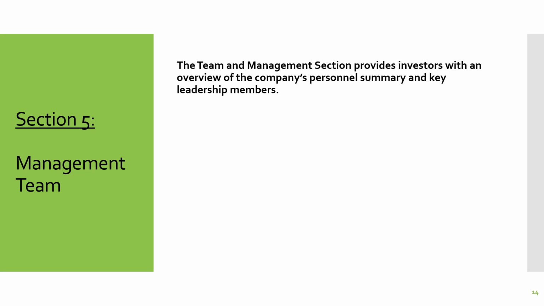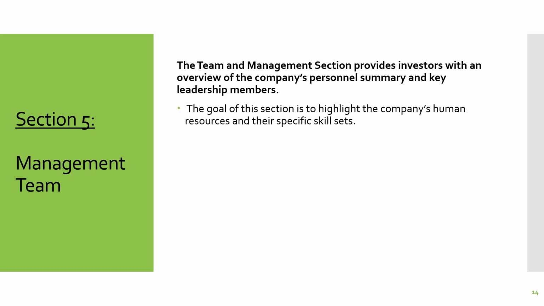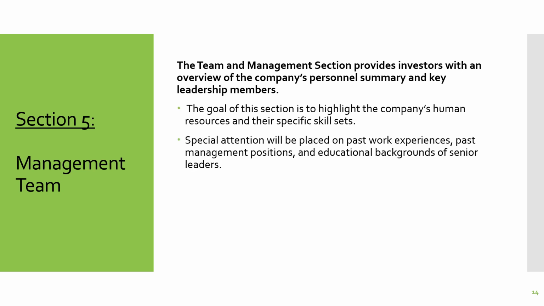Section 5, management team. The team and management sections provide investors with an overview of the company's personnel summary and key leadership members. The goal of this section is to highlight the company's human resources and their specific skill sets. Special attention will be placed on past work experiences, past management positions, and the educational backgrounds of senior leaders.